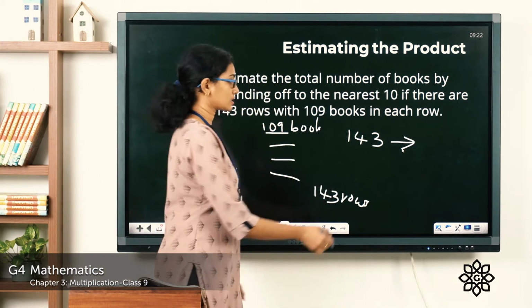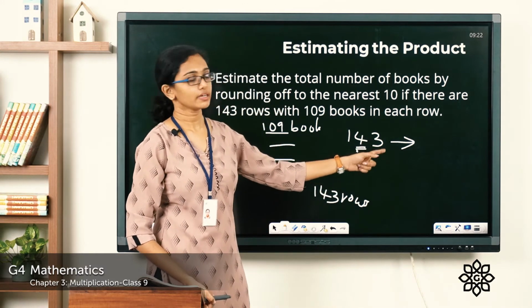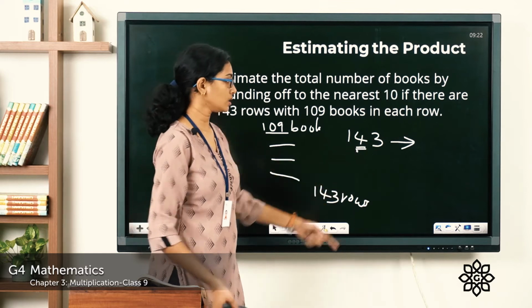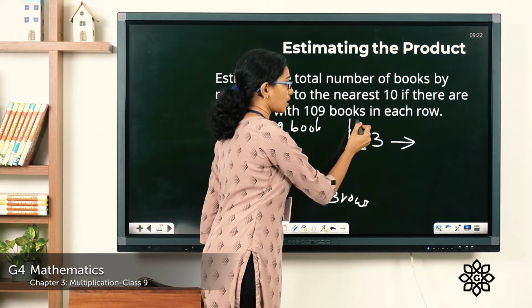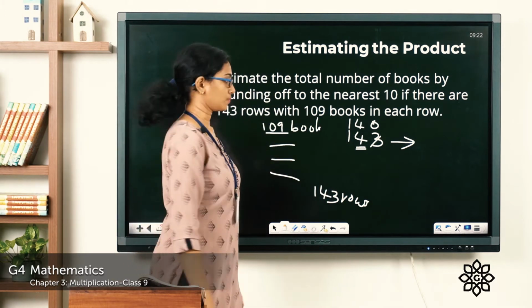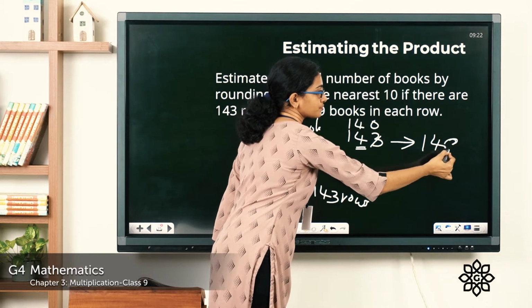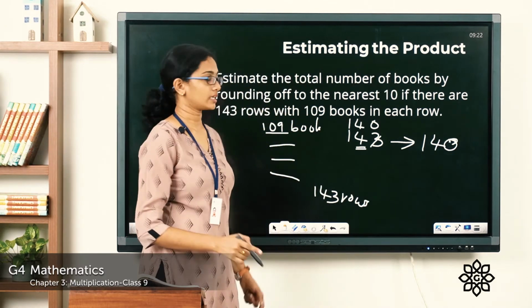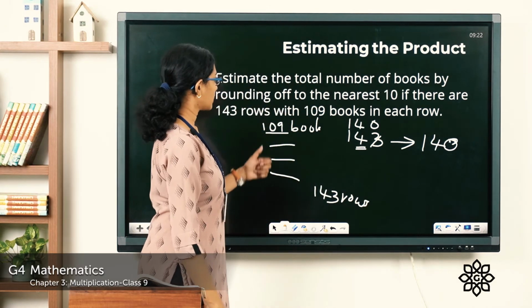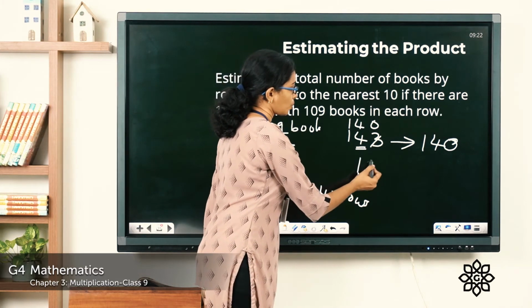So 143 you have. How do you round off 143 to the nearest 10? The rounded digit is the tens digit, or 4. To the right of it you have a number less than 5, which is 3. So there is no change in the rounding digit, and to the right of it, it becomes 0. So 143 rounded off to the nearest 10 gives you 140.